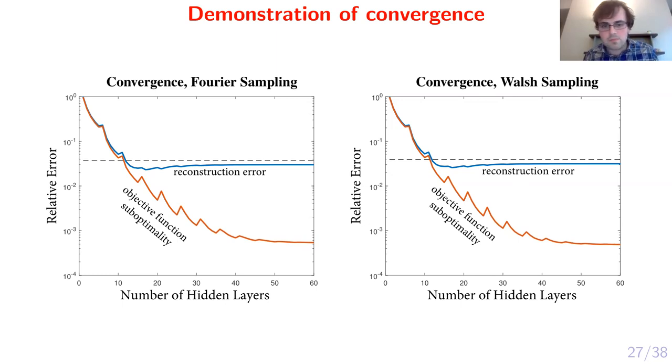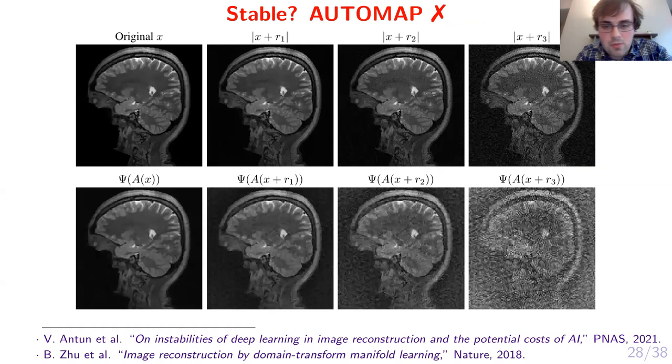Okay, so what about stability? I talked about stability at the start of the talk, so let's look at this again. I'm first going to look at it for AutoMap, which is that neural network that appeared in Nature. Remember, we had this paper of Anton and co-authors that developed a way of creating adversarial perturbations for these types of neural networks. This here is the Nature paper that the neural network comes from. So here we have the image and then the adversarial perturbations. Here we have the reconstruction, and you can see the severe instability.